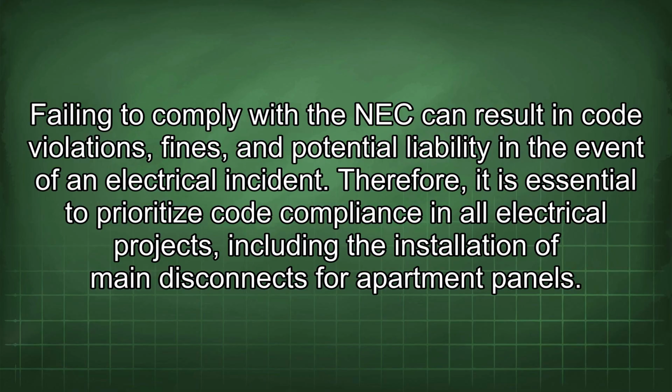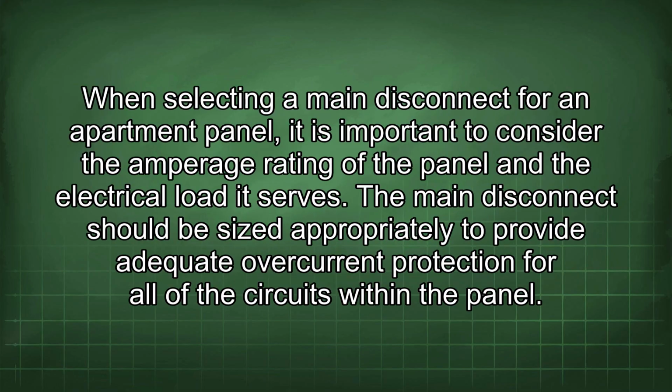Therefore, it is essential to prioritize code compliance in all electrical projects, including the installation of main disconnects for apartment panels. When selecting a main disconnect for an apartment panel, it is important to consider the amperage rating of the panel and the electrical load it serves. The main disconnect should be sized appropriately to provide adequate overcurrent protection for all of the circuits within the panel.